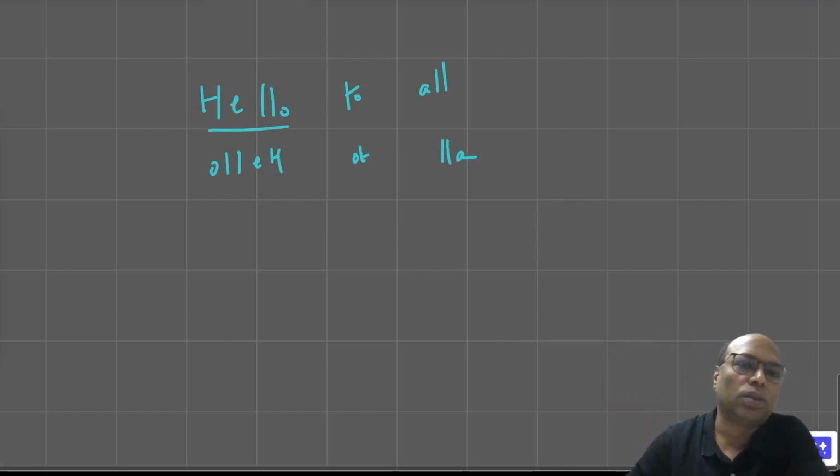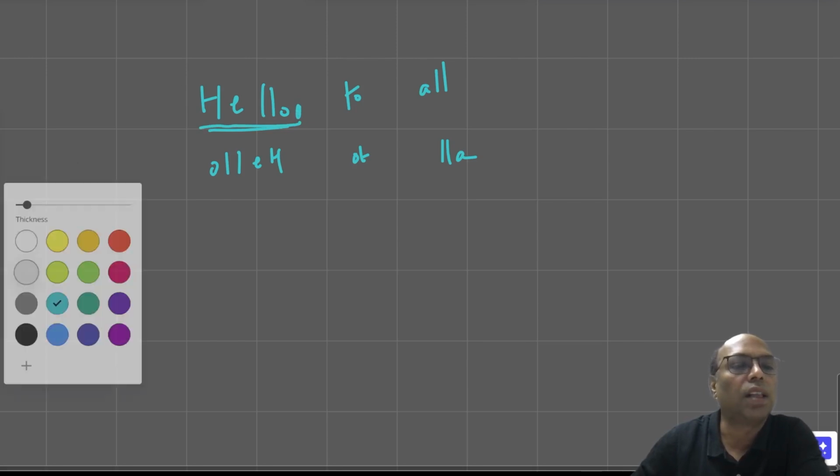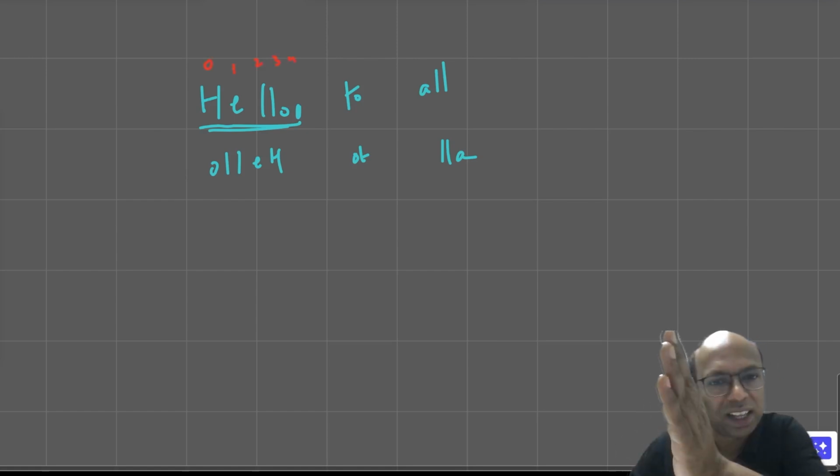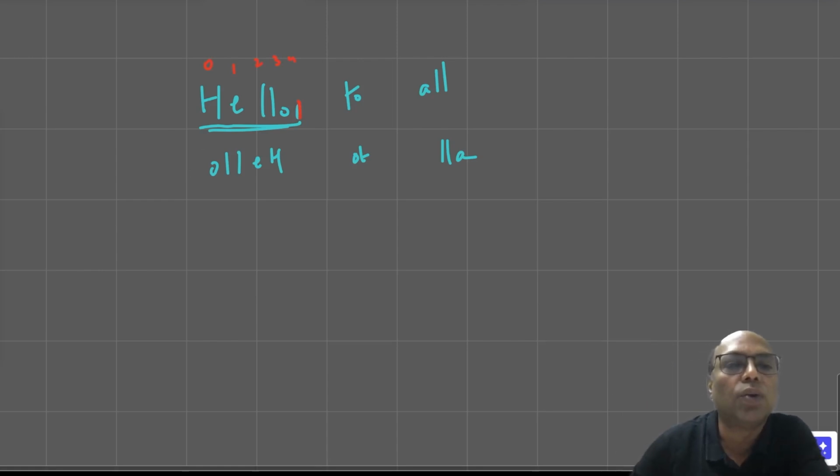What do I need to do? First I need to know the end of the word. How do you know the end of the word? Space, correct? After getting the end of the word, I need to start reversing. This is 0, 1, 2, 3, 4. Once you get the index of the space, I need to interchange 0 with 4, 1 with 3, and 2 will remain the same.